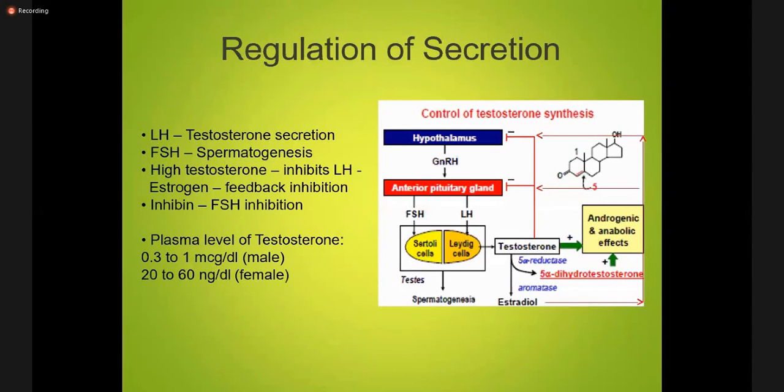Testosterone itself in the body is regulated by other hormones. We know that we have a master gland, the anterior pituitary gland, and this basically releases two hormones, luteinizing hormone and FSH. LH basically gives orders to the Leydig cells of the testes, and then they produce the testosterone. Also, spermatogenesis is a part of FSH.